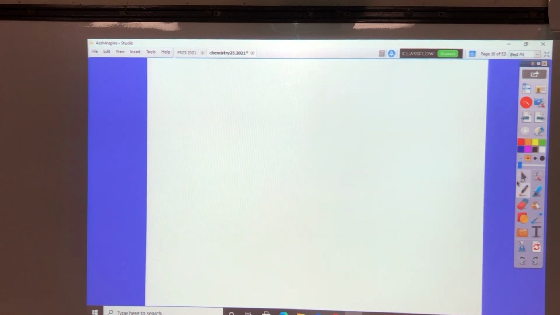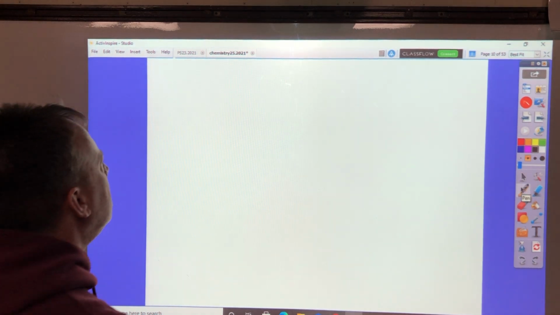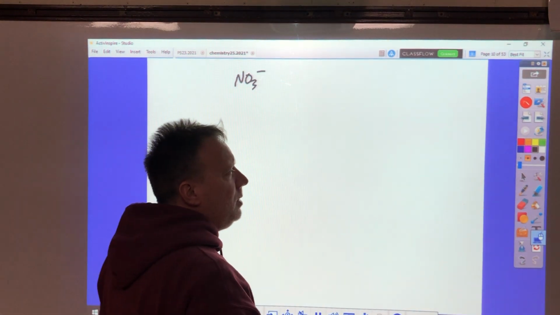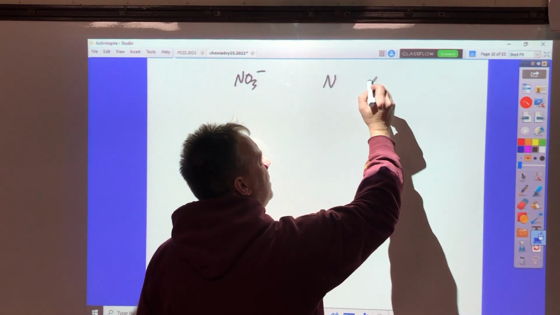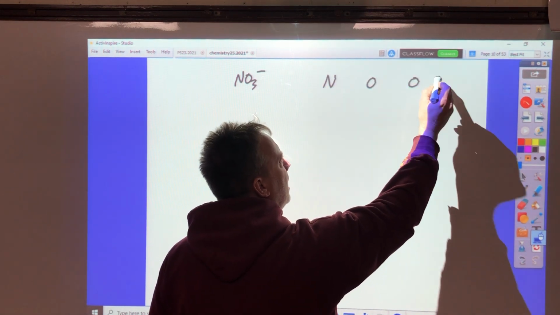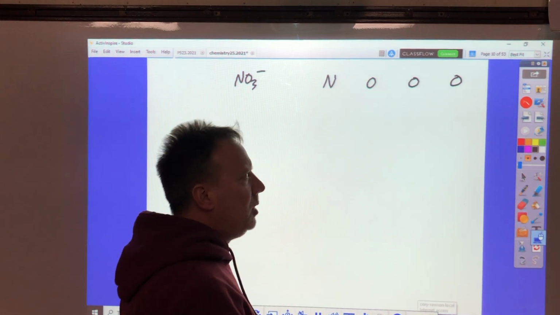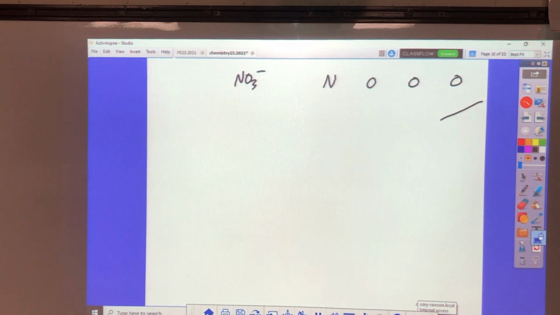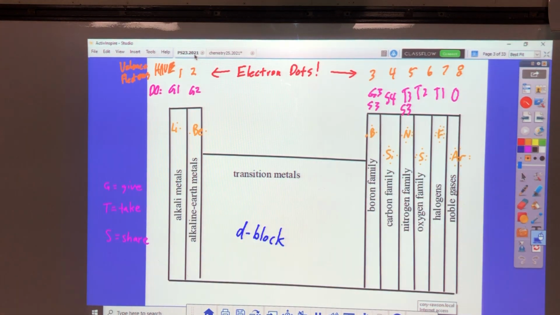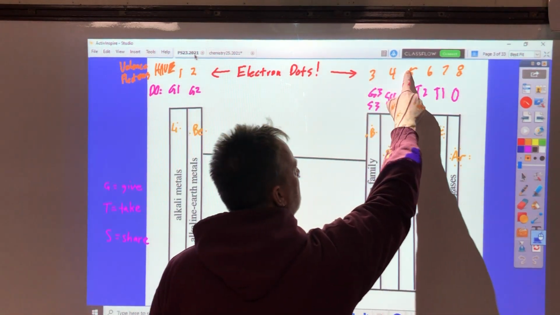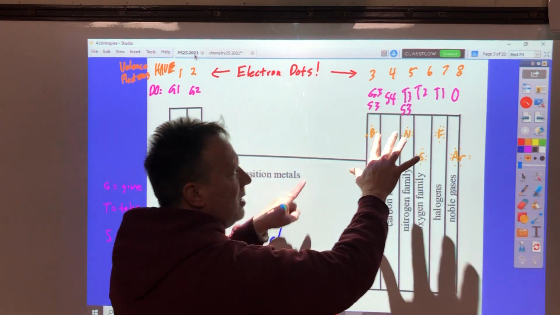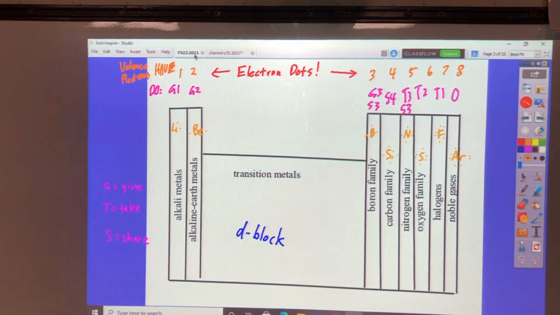Okay, so we have NO3 minus. We have a nitrogen atom, and an oxygen atom, and an oxygen atom, and an oxygen atom. And we have to add them up. When we get that total, it's going to be off by 1 because of that charge. Nitrogen is here, has 5 valence electrons. Oxygen is right beside it, has 6. So you have to put those in.